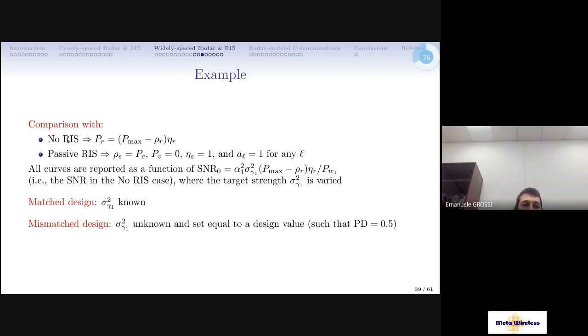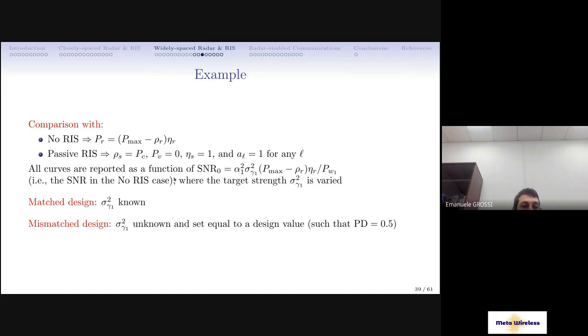And for the sake of comparison, we will compare the performance with the case where the radar operates alone, and we refer to this case as the no RIS case. In this case, all the power is devoted to the radar, and so the emitted power is just the whole total power budget minus the power needed to operate the transmitter, times the power efficiency of the amplifiers. We also compare the results with the passive RIS, and all curves are reported as a function of SNR naught, which is the SNR in the no RIS case, where the target strength, which is unknown, is varied so that we have different values of the SNR.